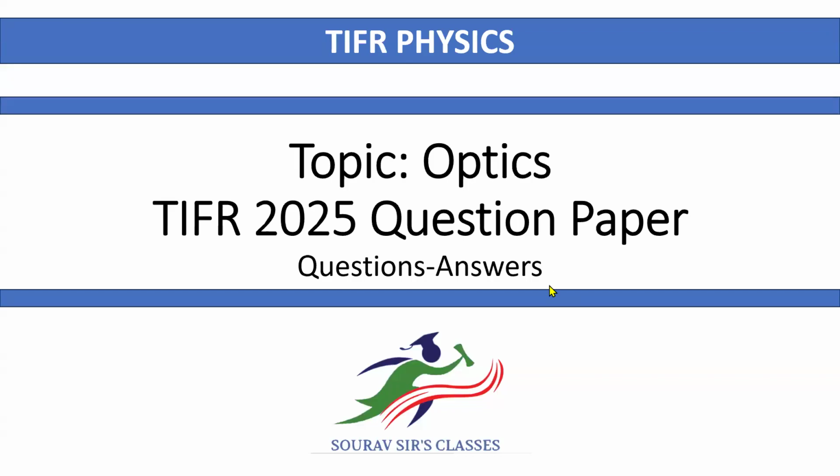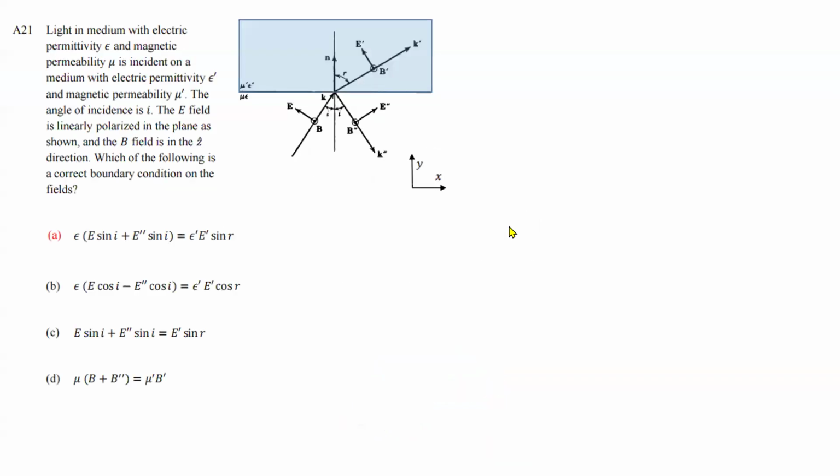Let us solve two problems from optics from the TIFR 2025 question paper. The first problem states that light in a medium with electric permittivity epsilon and magnetic permeability mu is incident on a medium with electric permittivity epsilon prime and magnetic permeability mu prime. The angle of incidence is I.